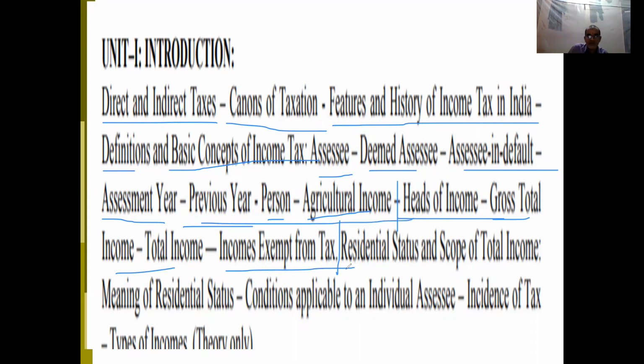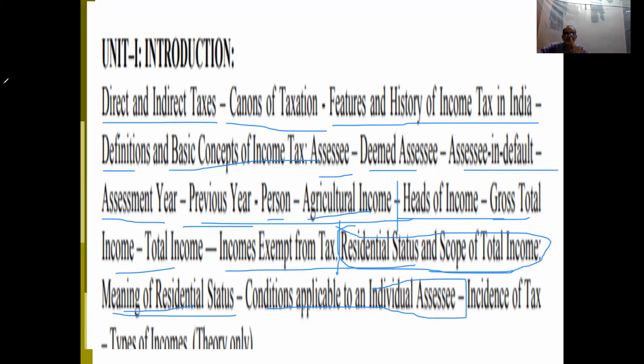In the last 2-3 classes, we examined residential status and scope of total income, how it is going to be influenced. We have seen the meaning of residential status. This is the topic we started: scope of total income, the impact of residential status. In this one, we have seen the meaning of residential status and conditions applicable to an individual assessee. See, at the beginning of the residential status I mentioned, we have only the individual assessee. That is why we will examine only the individual assessee's conditions. So for the individual assessee, we have examined 2 kinds of conditions. One set is primary conditions. Second set is secondary or additional conditions.